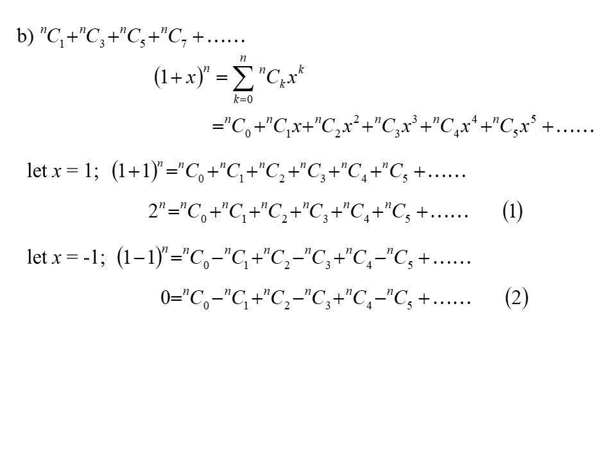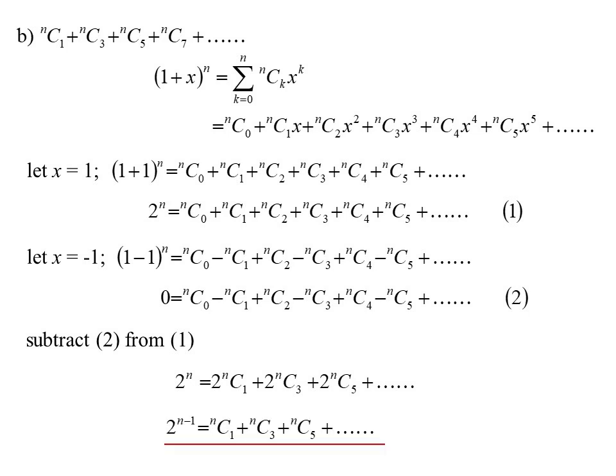I've now got some simultaneous equations. I can eliminate the odd ones or the even ones, depending on which ones I want. And in this case, I want the odd ones. So if I do a subtraction, I'll end up with this. 2 to the power of n is 2 lots of NC1 plus 2 lots of NC3, and so on. Wow. Divide both sides by 2, and we have what we're looking for.